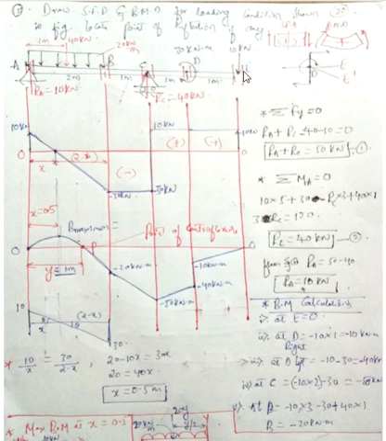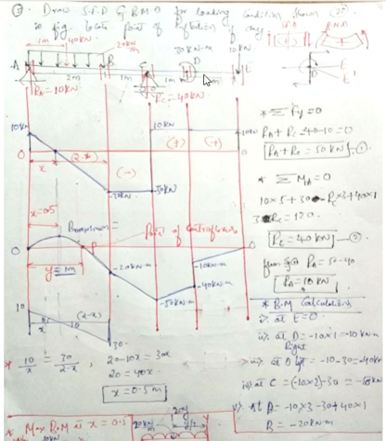Come from right side. When I come from right side, there is no force, so at this section the SF, shear force, is 0. Then consider this section and come from right side. There is one force, 10 kilonewton, acting downward. Coming from right, vertical force acting downward is positive, so plus 10 I am taking.